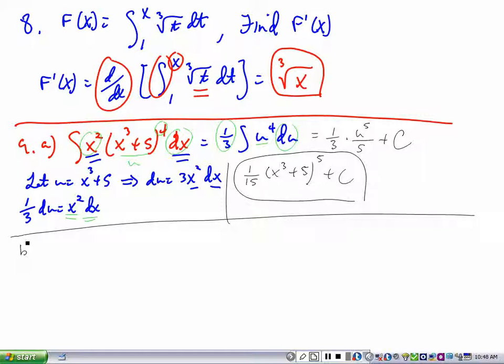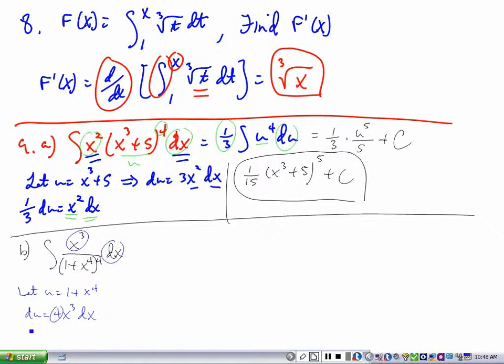Part B, integrate x to the 3rd all over 1 plus x to the 4th, raised to the 4th dx. Now you want u to be a term such that its derivative appears also in the integrand. So here, if u is 1 plus x to the 4th, du is 4 times x to the 3rd dx. X to the 3rd dx is there.